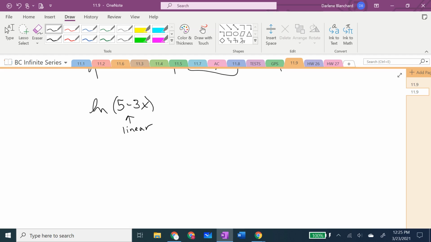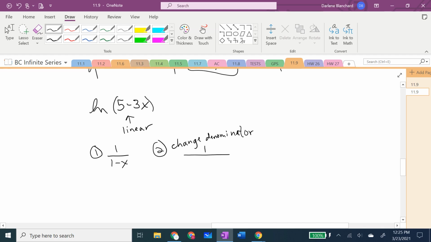Know that you're going to get there by starting with the 1 over 1 minus x. Change the denominator to being this. And then, what are you going to do? What are you going to do? Integrate.